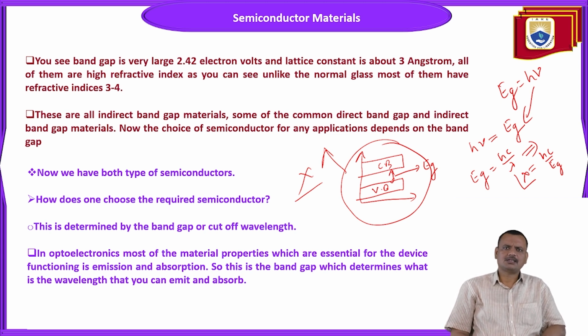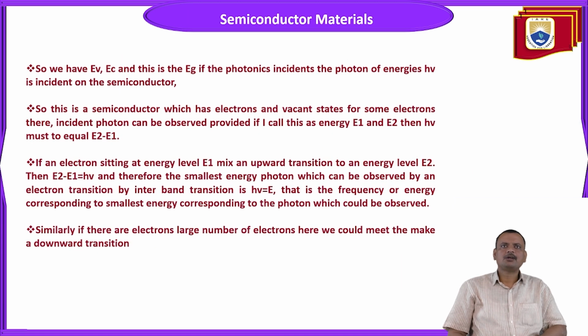So these things are written here. In optoelectronics, the most essential material property for device functioning is emission or absorption. This is due to the band gap, which determines the wavelength that you can emit or absorb. Okay. So we have EV, the top of the valence band energy. We have EC also, the bottom of the conduction band energy, and the difference between these two is generally known as Eg.